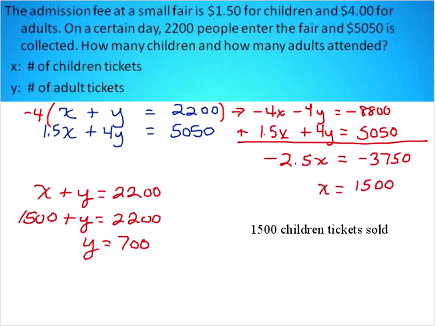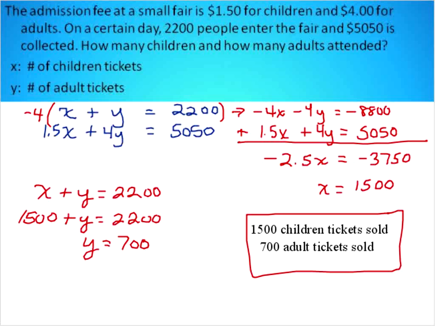And if you're wondering why I'm saying there's 1,500 children and 700 adult and not vice versa, once we solve for x here, if you couldn't remember what x represented, just go back up to where you defined your variables. X was the number of children tickets. So that's why there were 1,500 children tickets sold. All right, and that is our answer there. Let's move on to the next one. Pause if you need to in the lower left-hand corner.